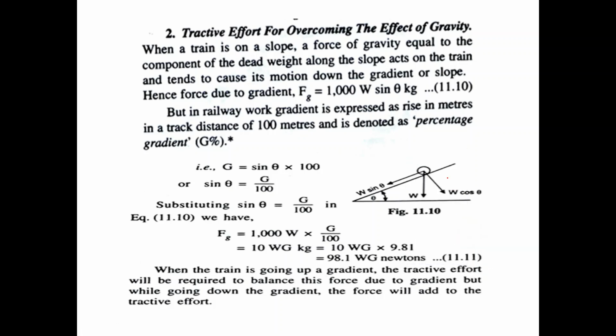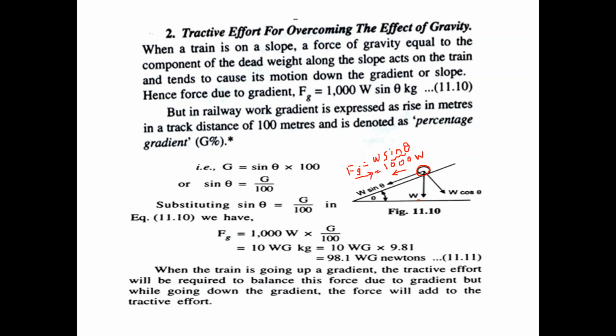Now here, suppose this is the train we have, and its weight is W. The weight is W, and this is the force which is acting down because of gravitation, W sine theta. So the force we have to give is to overcome this force, which we call Fg, equal to W into sine theta. Now here, W, as we know, is in tons, so it is multiplied by 1000 so as to convert into kg.